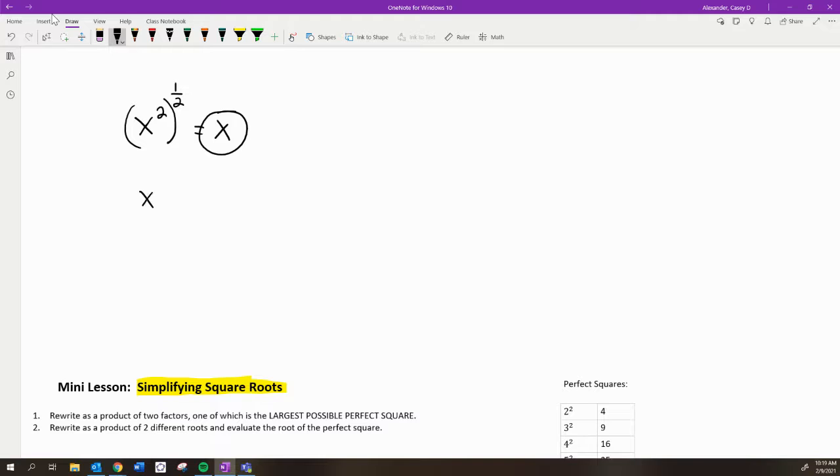But I also know that if I have x to the second and I want to get rid of that, I would just use the square root. So these two things are equivalent. You can use a 1/2 power the same way that you use a square root symbol. 1/2 power is the same as the square root. And so what that means is we can use the rules of exponents on square root expressions as well.